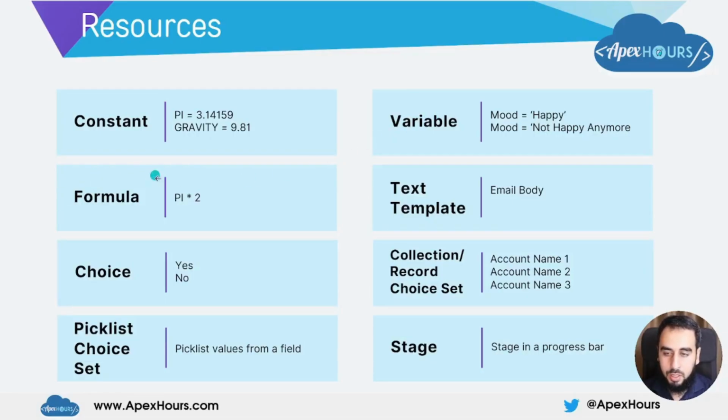Another resource is a formula. An example is if you want to change the price from 1000 to 2000 at some point in the flow, then the price, or price times 2. So you manipulate the values from constants or variables or anything. You can manipulate the data in here.